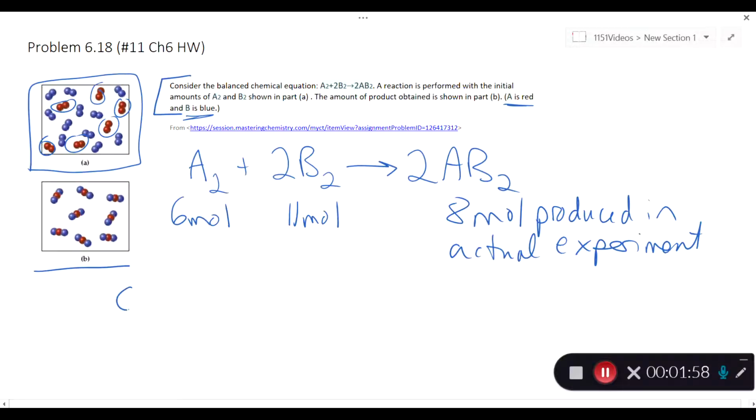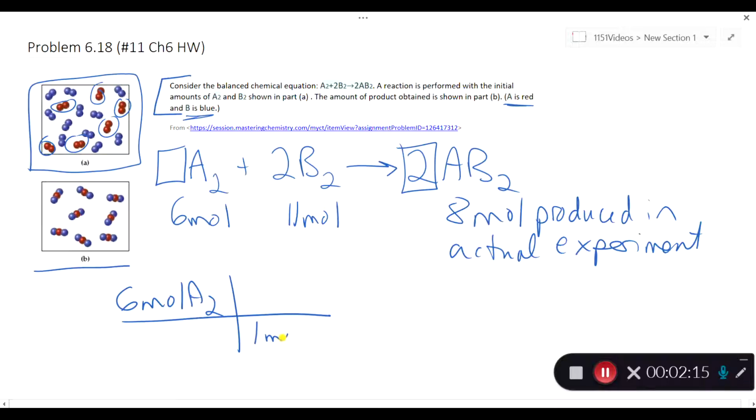Okay, so the first part, 6 moles of A2. Converting that to product, you're using the coefficients. So the coefficient here would be 1, and then the coefficient here is 2. Okay, so 1 mole of A2 from the coefficient to 2 moles of product that they say is AB2. So that's going to give you 12 moles of AB2.